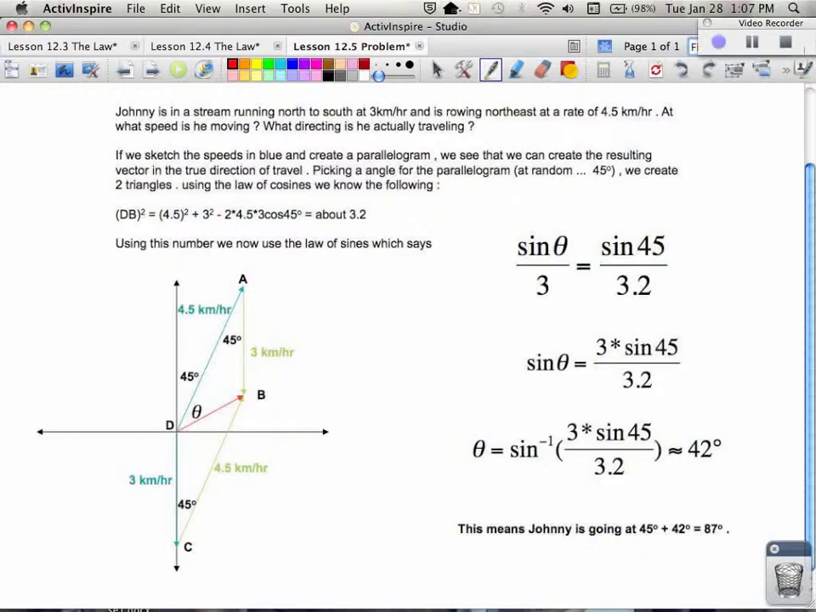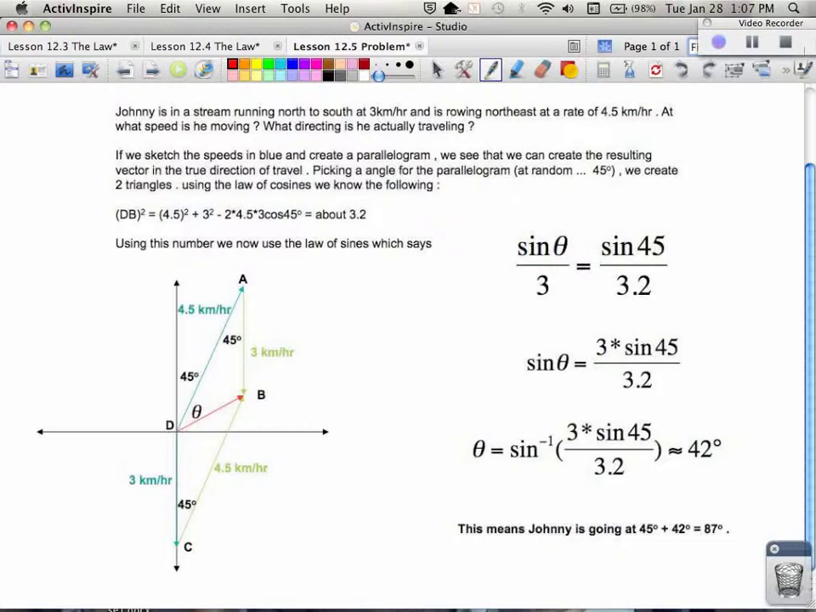So in this particular diagram down below on the left here, Johnny is in a stream that's running north to south at 3 kilometers per hour, and he's rowing northeast at a rate of 4.5 kilometers per hour. At what speed is he actually traveling?